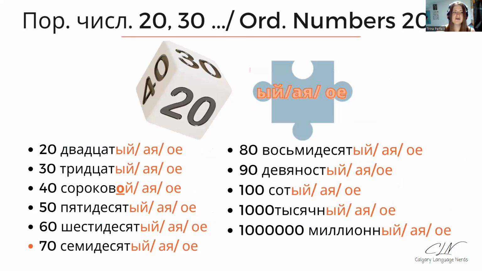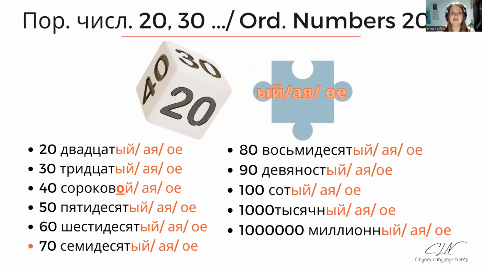Okay, how can we move on and do the same with the numbers like 20, 30, etc.? So the same logic, we make the cardinal numbers into adjectives.